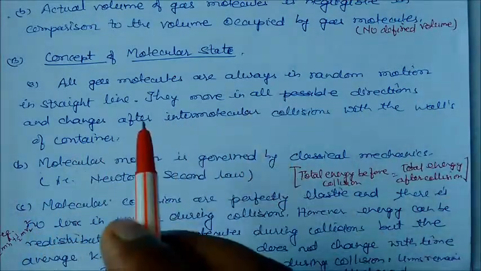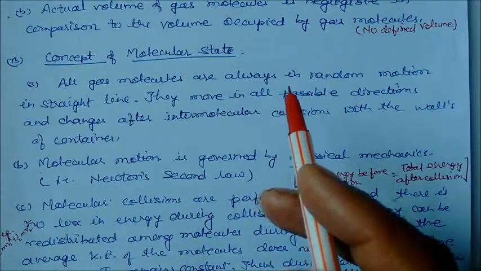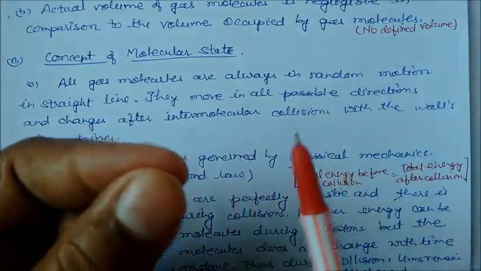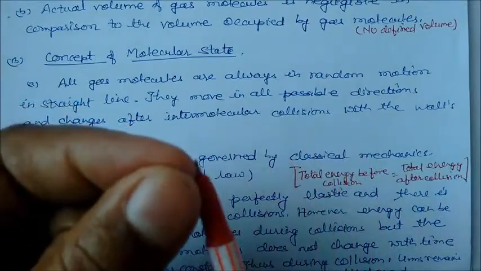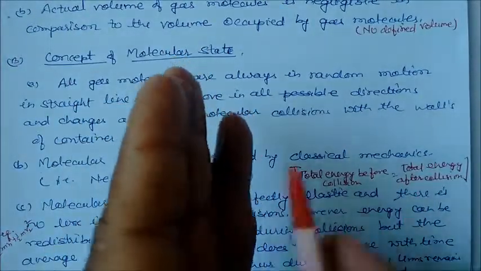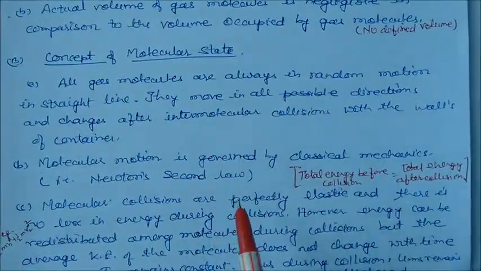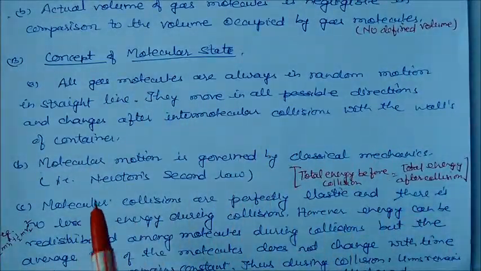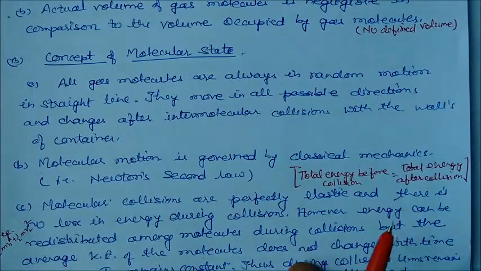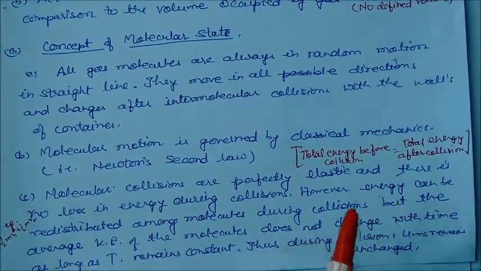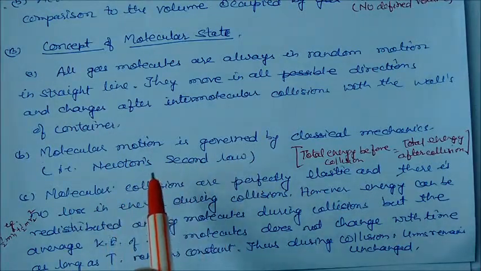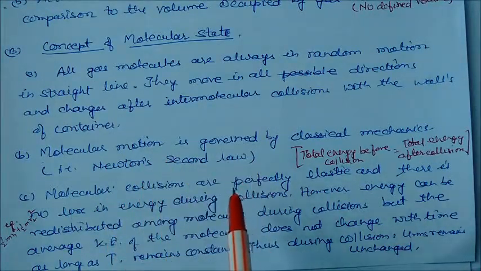Suppose there are two particles moving; they can hit each other, and they can also hit the wall. On hitting, the direction changes, and this is called intermolecular collision. Molecular motion is governed by classical mechanics, that is Newton's second law. So we can find this motion through Newton's second law. I think you know very well what Newton's second law is.